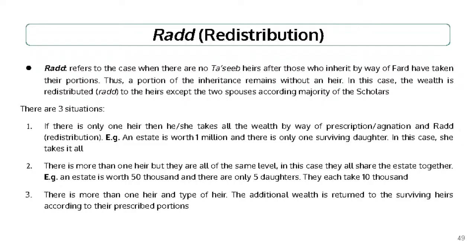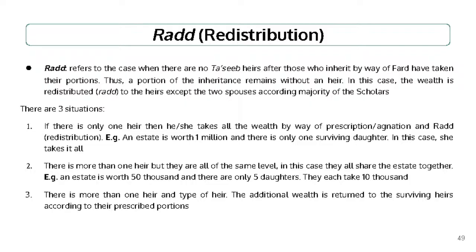So what will happen then? In this case, the ulama say we must redistribute the wealth back to all the heirs except the 2 spouses. Okay, you have to write that note. Except the 2 spouses. So there's the key. This is the key to understanding rad, when there's no residual heirs.